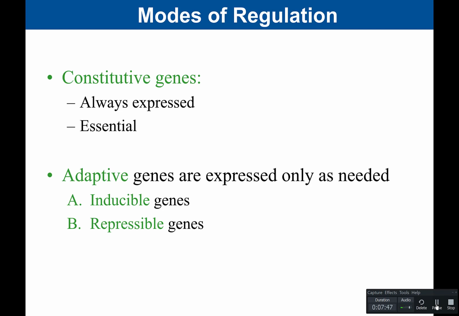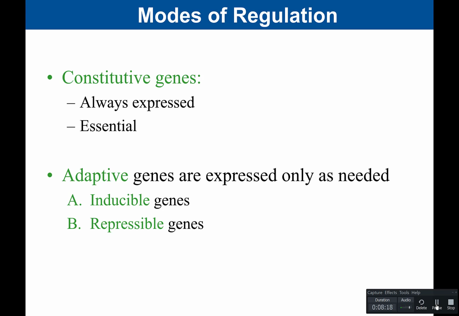Before we can do that, though, we need to talk about different types of genes. A constitutive gene is a gene that is always expressed, meaning that it's always turned on, and that gene is going to produce some sort of essential protein, just like a gene for an enzyme in glycolysis. That is essential. The cells need that. It's always expressed. It's always turned on because the cell is going to require that.